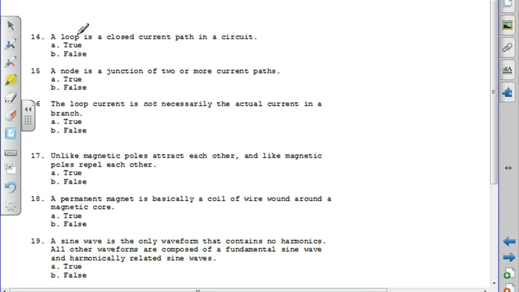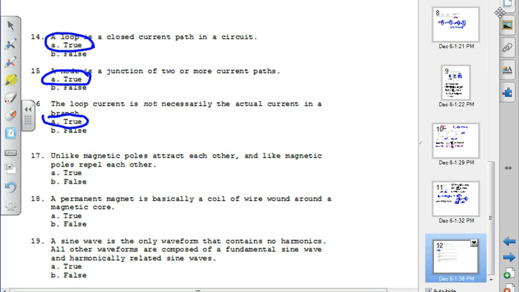A loop is a closed current path in a circuit. True. A node is a junction of two or more current paths. True. The loop current is not necessarily the actual current in the branch. True. False.